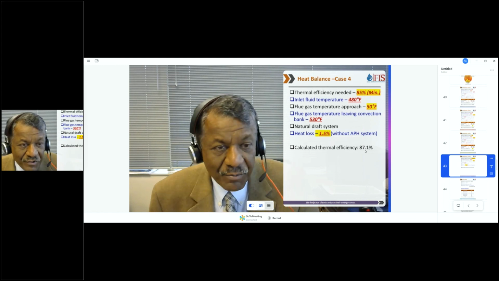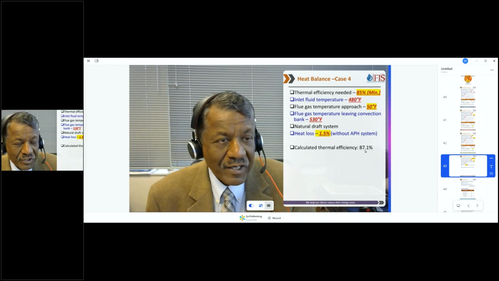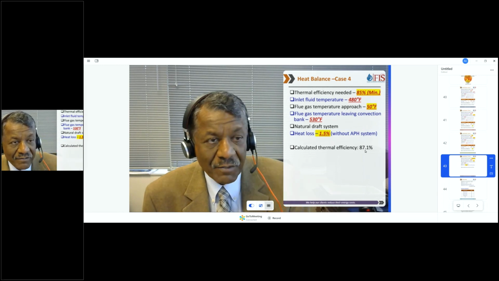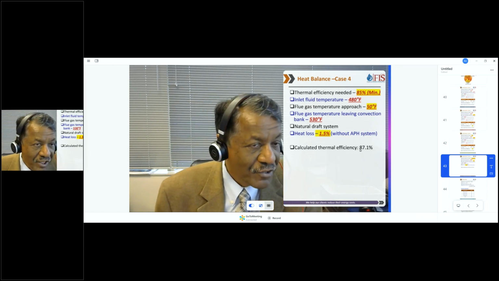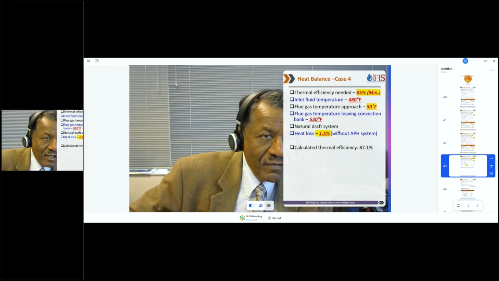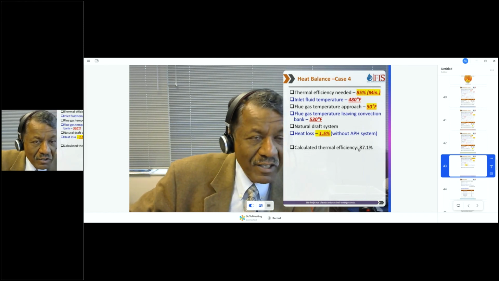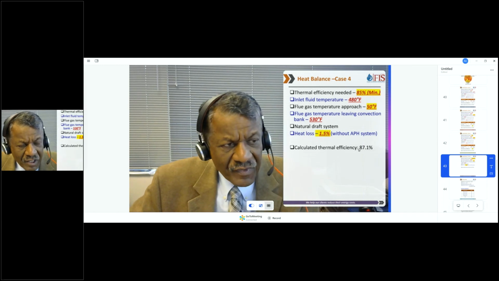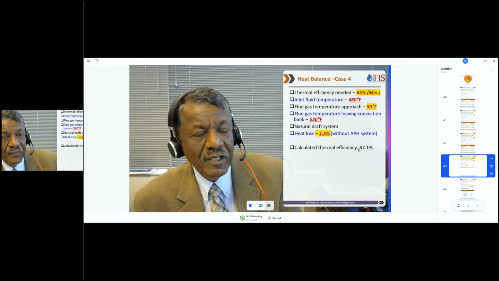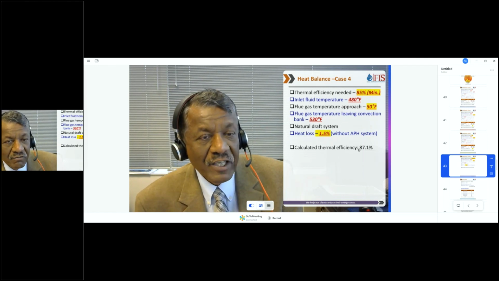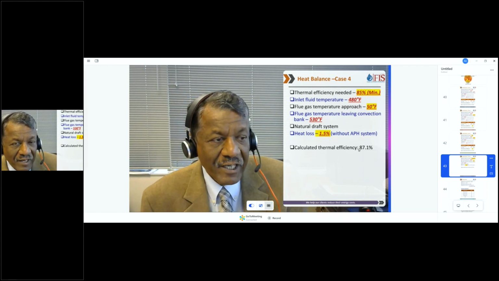So as I said, most of the heaters in the US are natural draft. They could be more efficient, but they're still pretty efficient actually. And we can get up to 87% efficiency in this case. So combustion efficiency is a very important first step calculation which we do in fired heater design.